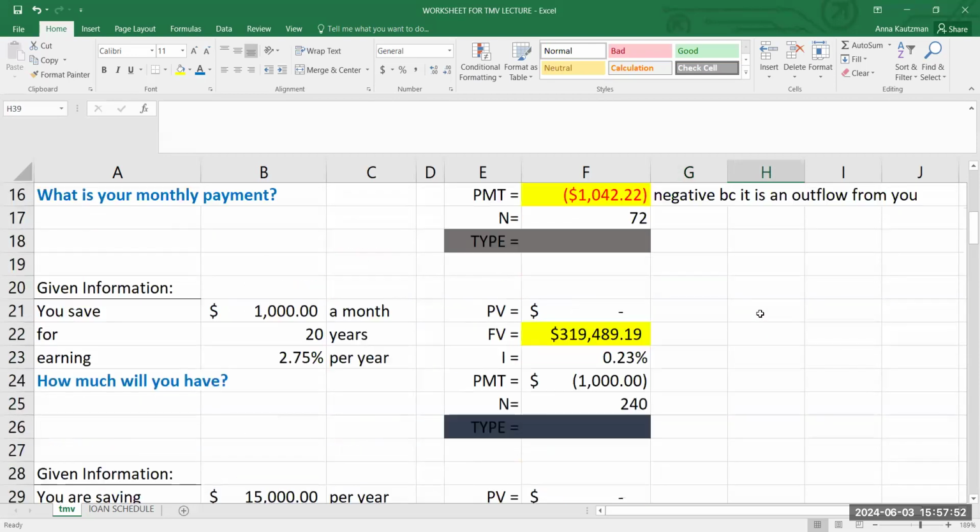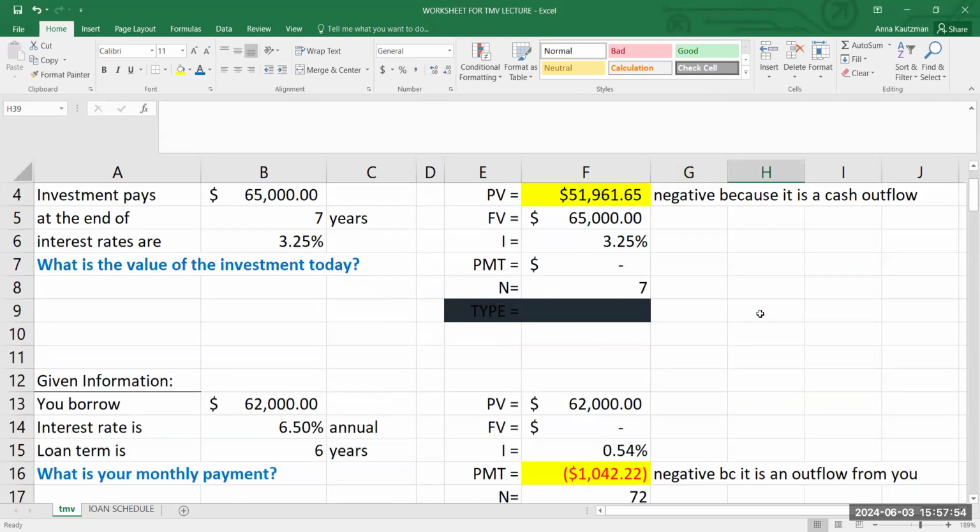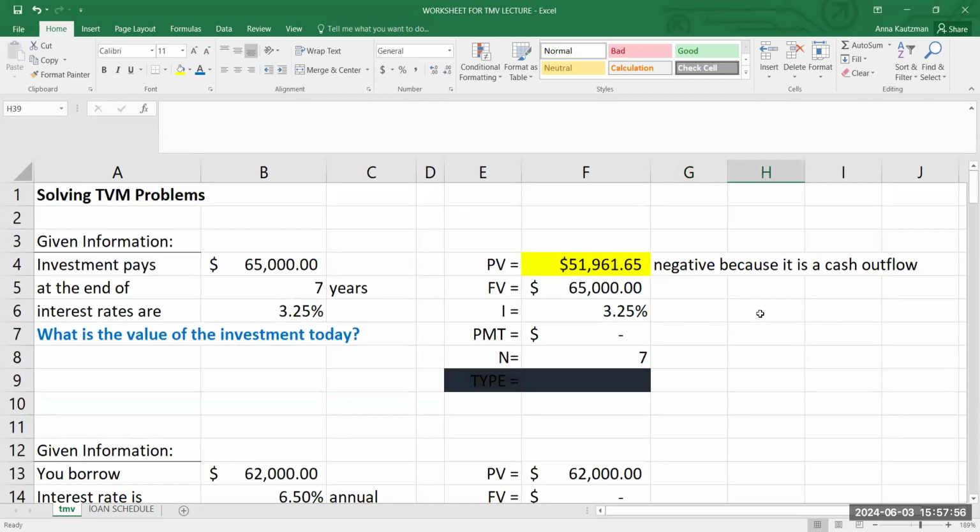That's how to use Excel to solve time value of money problems. I highly recommend you set up your homework every chapter with the given information, the question being asked, your solution, and highlight your answer.